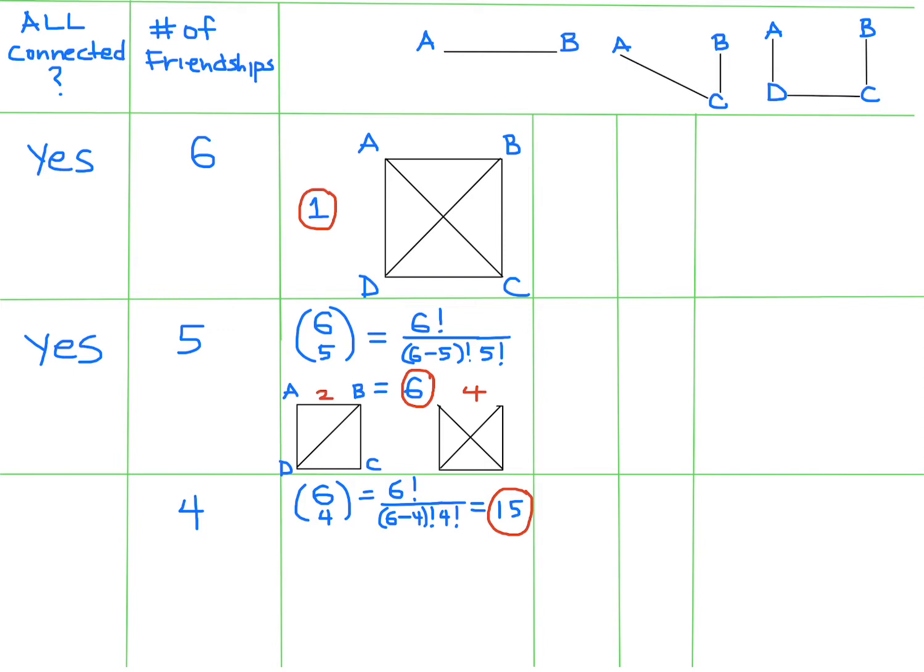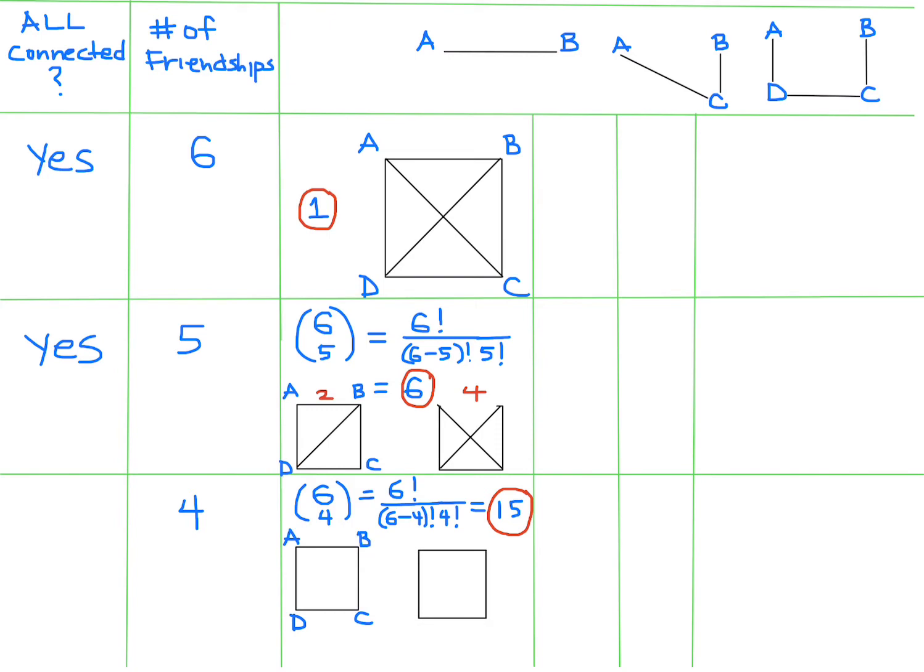Now, are they all connected though, if you have 4 friendships? Well, let's see. Let's draw some possibilities. Let's draw this one here. That's 4 sticks. Are they all connected? Can you get from any one of these to the others? And the answer is sure you can. That's definitely a connection. How about another diagram that has 4 sticks?